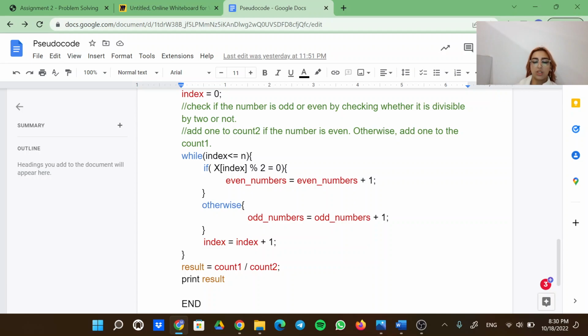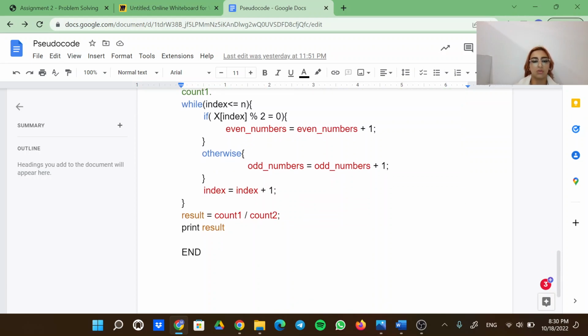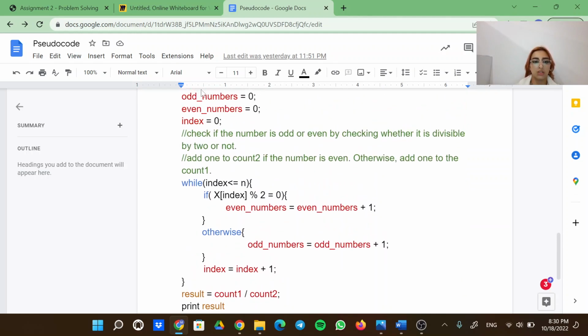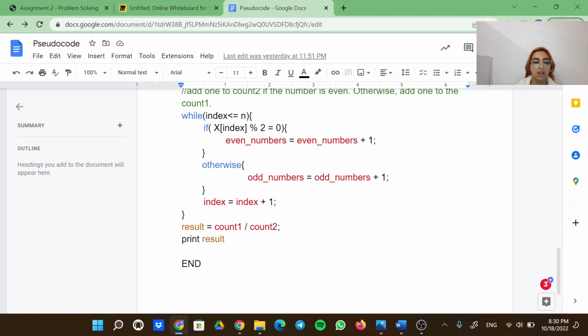Check if the number is odd or even by checking whether it is divisible by 2 or not, and count 2 if the number is even, otherwise add 1 to the count 1. Count 2 is odd numbers, count 1 is even numbers. While index is smaller than or equal to n, if x index divided by 2, remainder is 0, even numbers count is +1, which means the number of even numbers is +1. Otherwise, if the remainder isn't 0, the number of odd numbers is increased by 1.